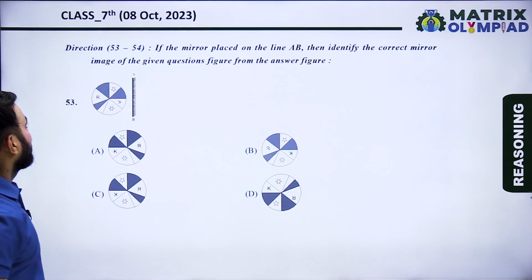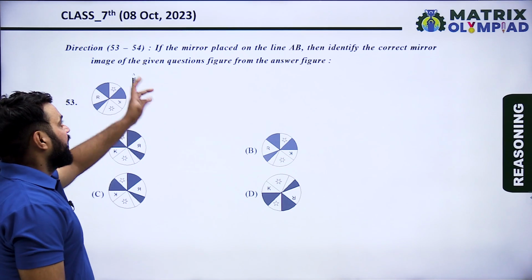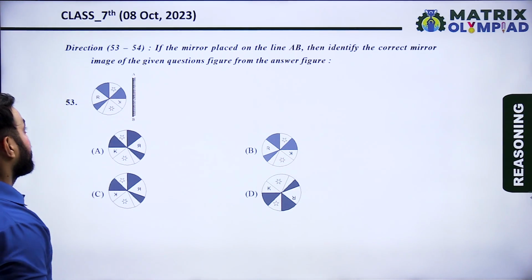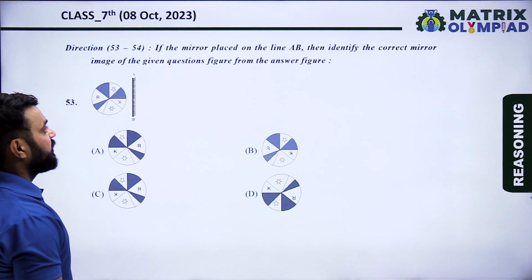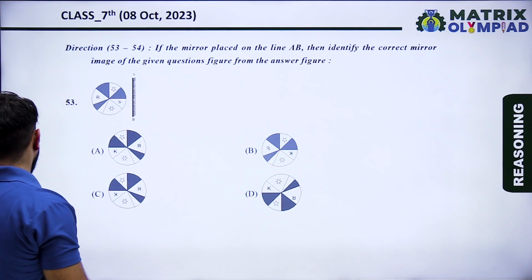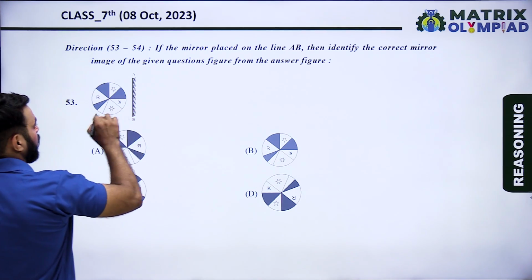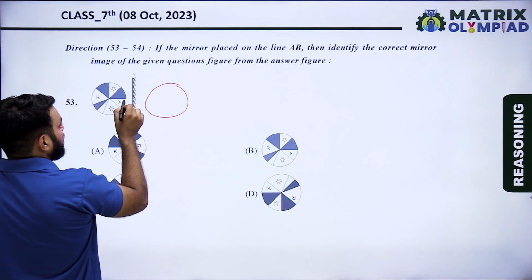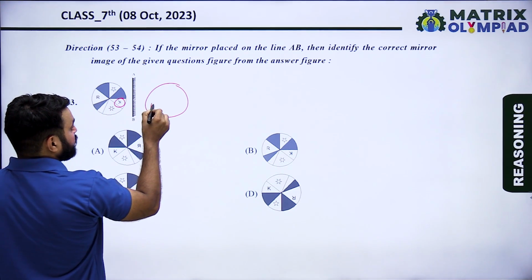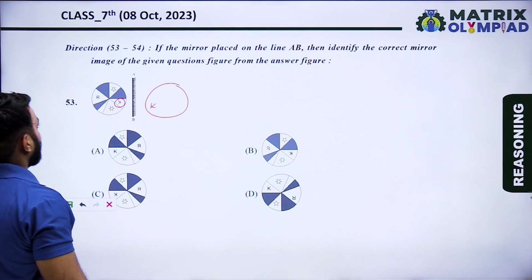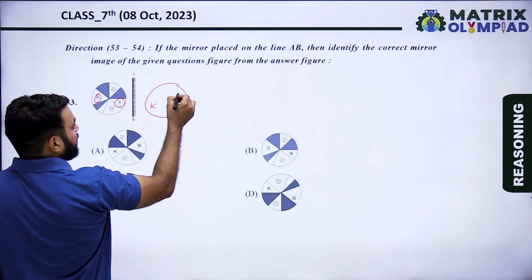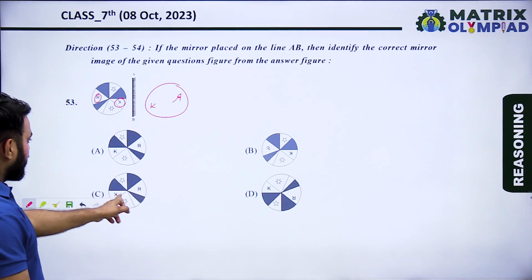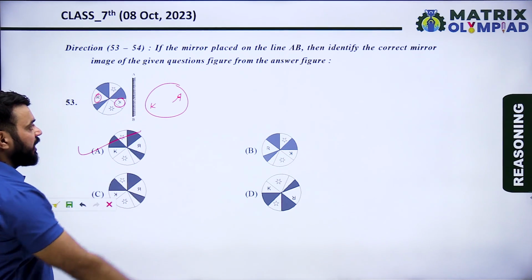The next questions are 53 and 54. If the mirror is placed on the line AB, identify the correct mirror image of the given question figure from the answer figures. Find the mirror image of this figure. The mirror image of K is like this. The mirror image of R looks like this. So here the correct option is option A.